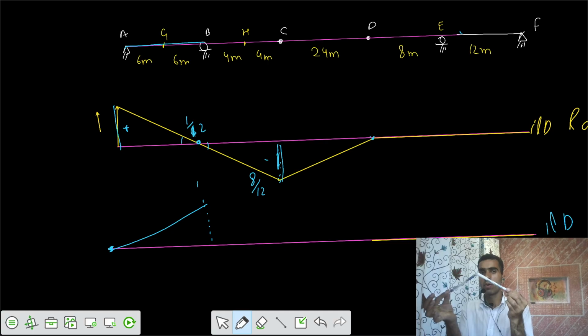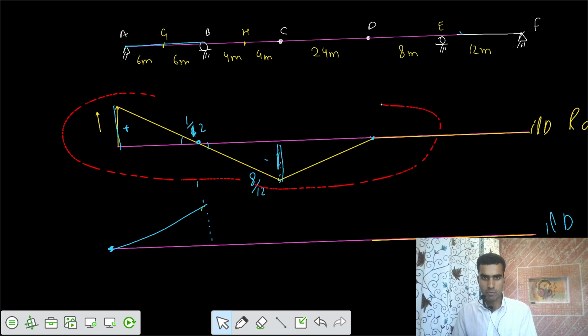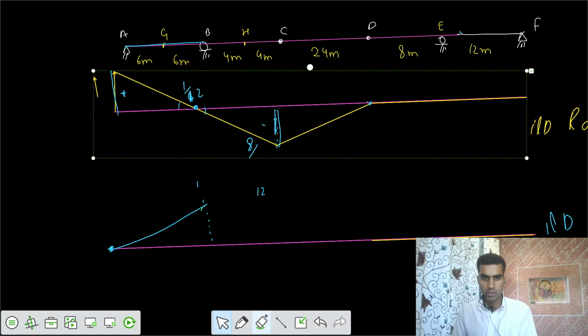So this would be your profile. At support B we have a unit of 1, and after that we have at point C the maximum ordinate. At point C we have maximum ordinate, and after that we have this profile. Let's make the profile. This would be the variation. The theta would be the same. Let's keep this part a little bit upwards. So theta would be the same.